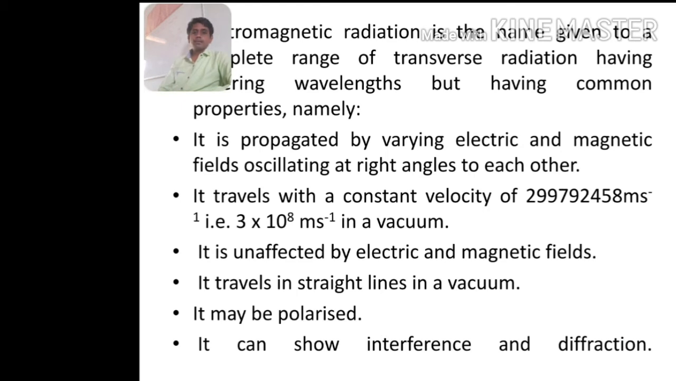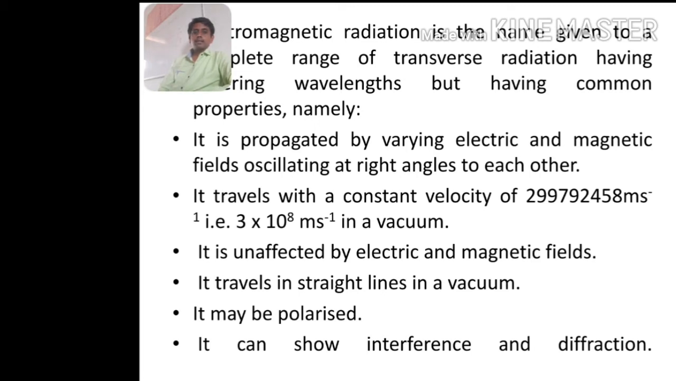Now the second common point is that it travels with a constant velocity of 299,792,458 meters per second, that is equal to 3 into 10 raised to the power 8 meters per second in a vacuum. Means any electromagnetic radiation has the velocity equal to 3 into 10 raised to power 8 meters per second in vacuum. This is common to all types of electromagnetic radiation.